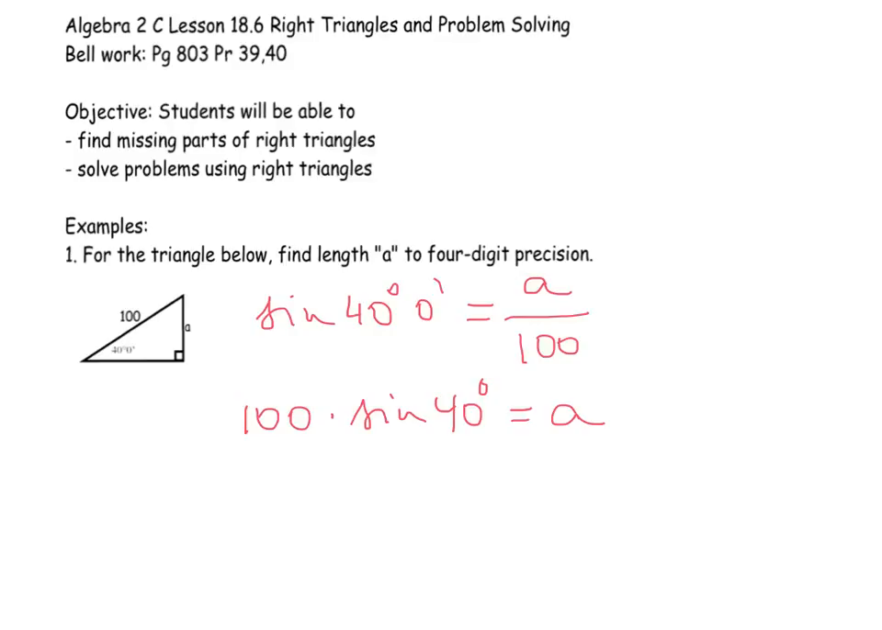So sine of 40 degrees times 100, and that will give me 64.2788. So approximately A will be 64.2788. I needed to round it to 4 digits, so that's why we had this answer.